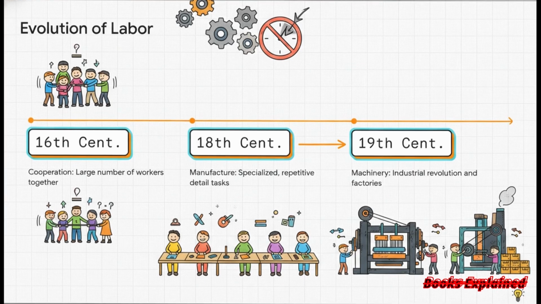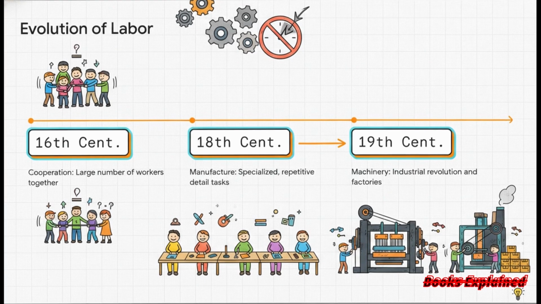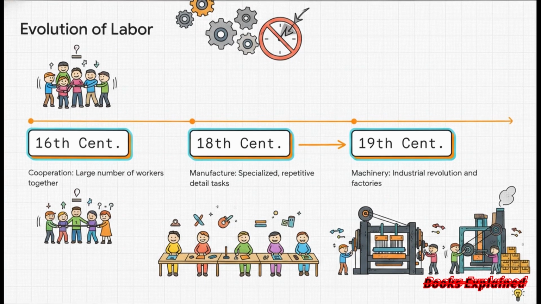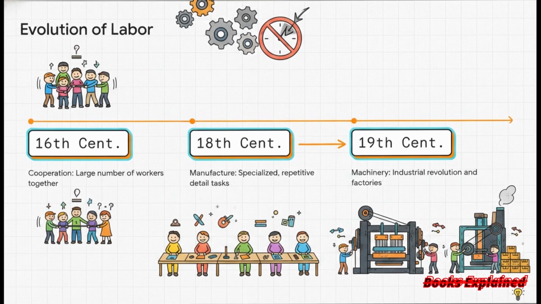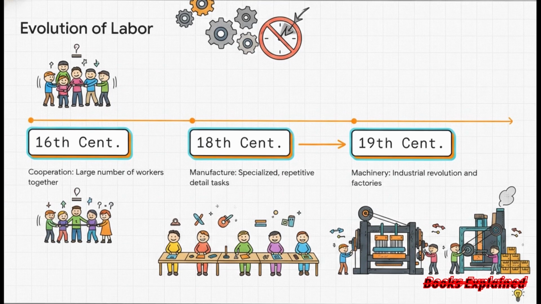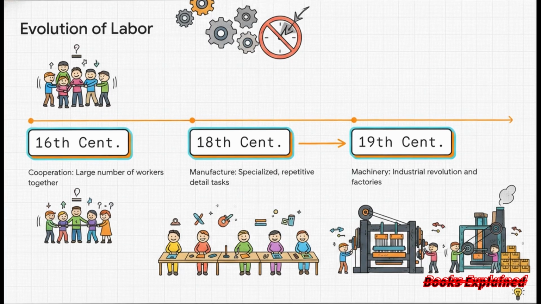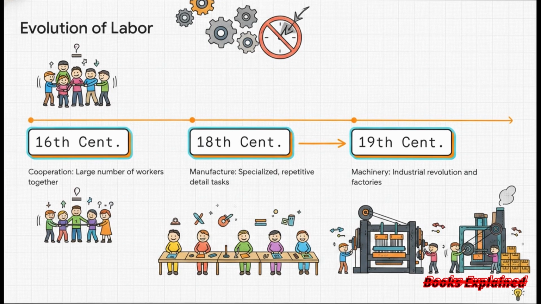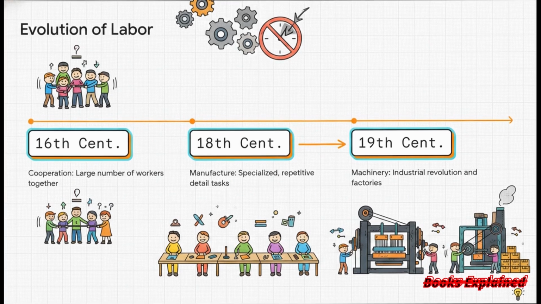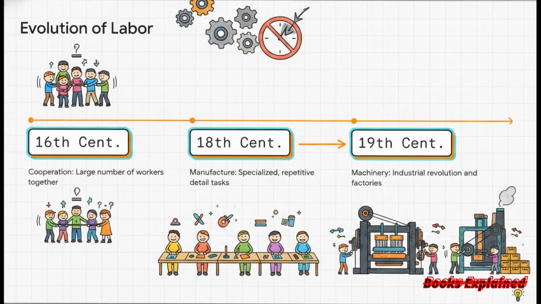So what happens then? How do capitalists increase surplus value if they literally can't lengthen the day? Well, they increase productivity, what Marx calls relative surplus value. Over time, capitalists physically revolutionized human labor to achieve this. They grouped workers together in simple cooperation, then broke tasks down into mind-numbing specialized detail tasks during the manufacturing era, and finally they introduced heavy machinery.